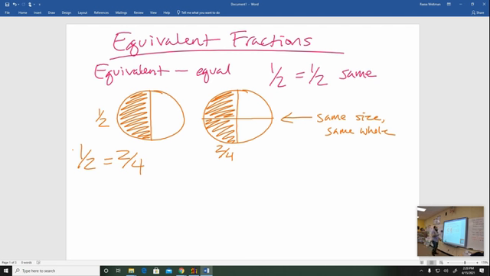They don't look the same when you look at them as numbers, right? But when you draw it out like this, they actually do look the same. You can tell that they're equivalent, right? They're equal, okay?